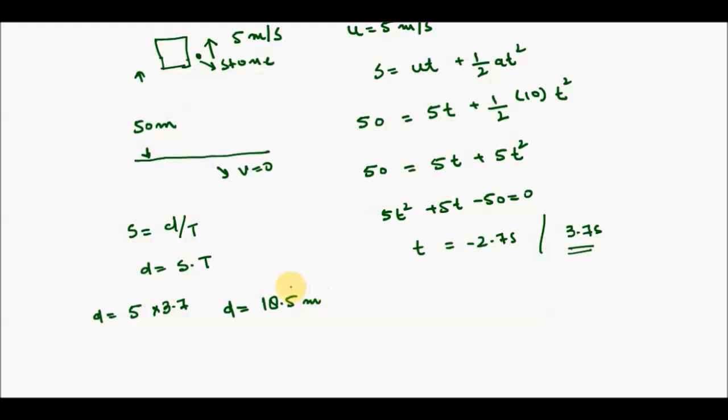So the total distance from the ground will be simply 50 meters plus the extra distance the balloon has traveled in 3.7 seconds, and that is simply 18.5 meters, and the total distance comes out to be simply 68.5 meters, right? I hope you have understood this.